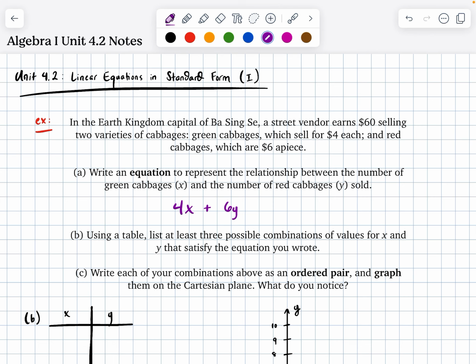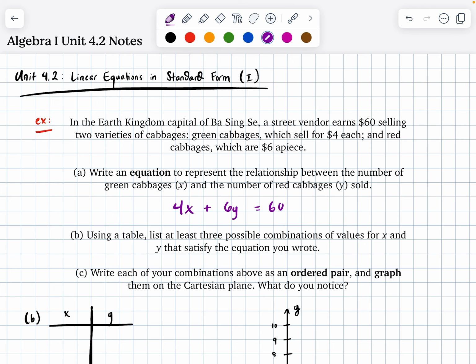How much do we get in total? It's been a while. What does it say on the problem? A street vendor earns how much? Earns 4 for each. No, a street vendor earns? $60. $60. Oh, I'm so sorry, I missed that part. There you go. Cool. So 4x plus 6y equals 60 is our equation. Yeah? Got it. Cool. Part B?